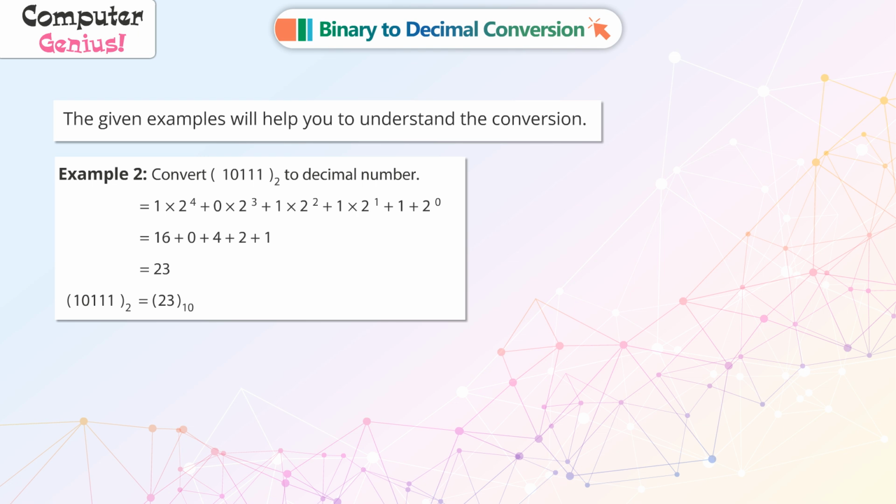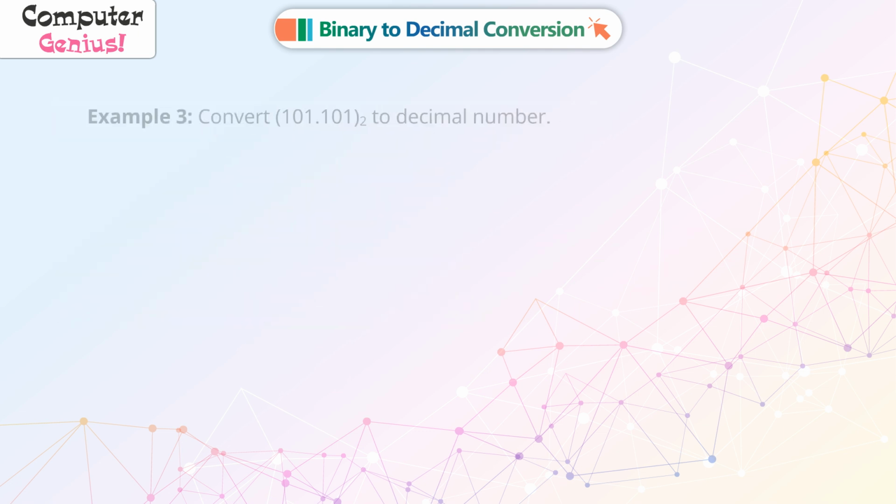Example 2. Convert 10111 base 2 to decimal number. 1 times 2 raised to the power 4 plus 0 times 2 raised to the power 3 plus 1 times 2 raised to the power 2 plus 1 times 2 raised to the power 1 plus 1 times 2 raised to the power 0 is equal to 16 plus 0 plus 4 plus 2 plus 1 is equal to 23. 10111 base 2 is equal to 23 base 10.